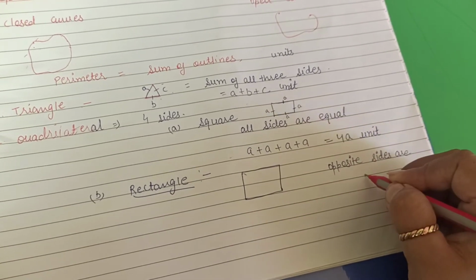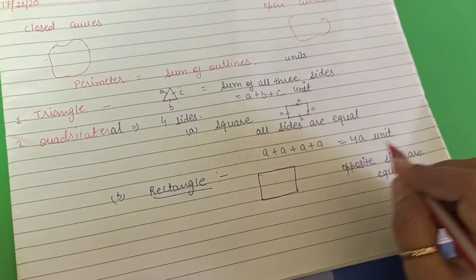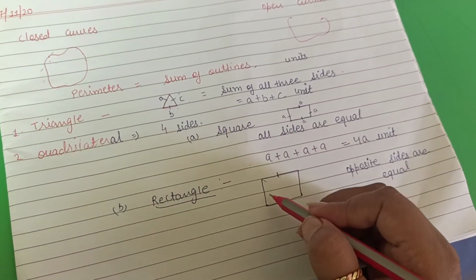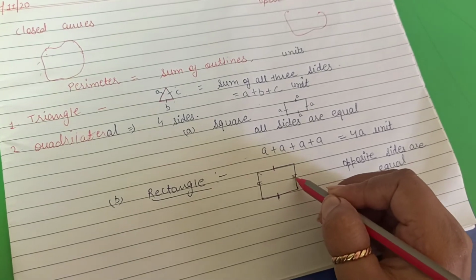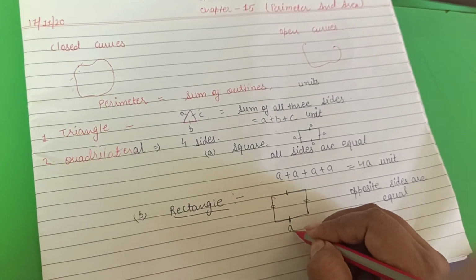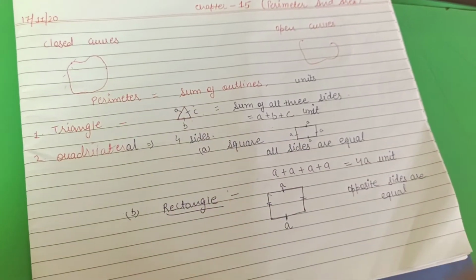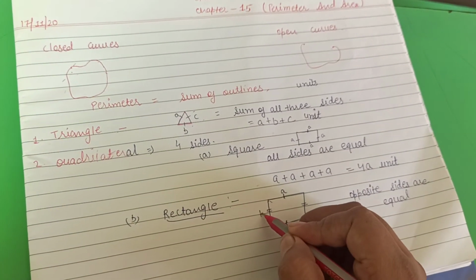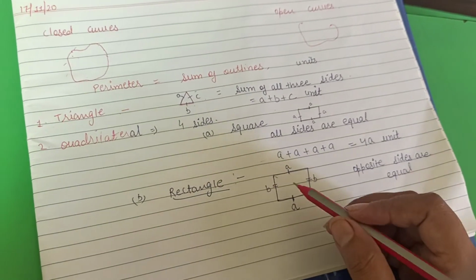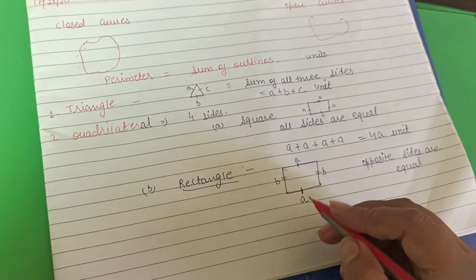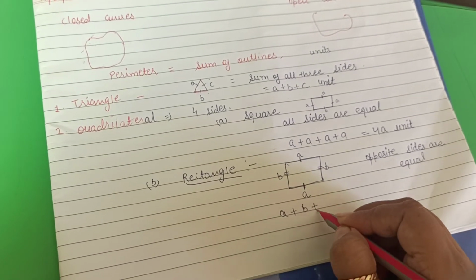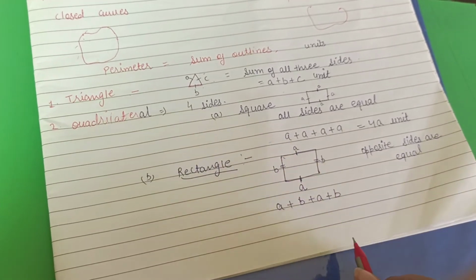Right? So, see. If this side is equal, then this also. And if this side is equal, then this also. So, if I give the name A to this, then this is also A. And if this one is B, then this is also B. So again, perimeter means the sum of all sides: A plus B plus A plus B, right?